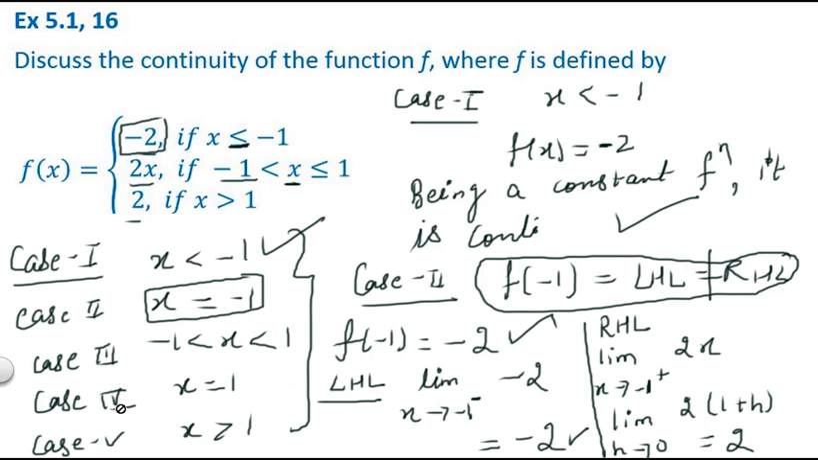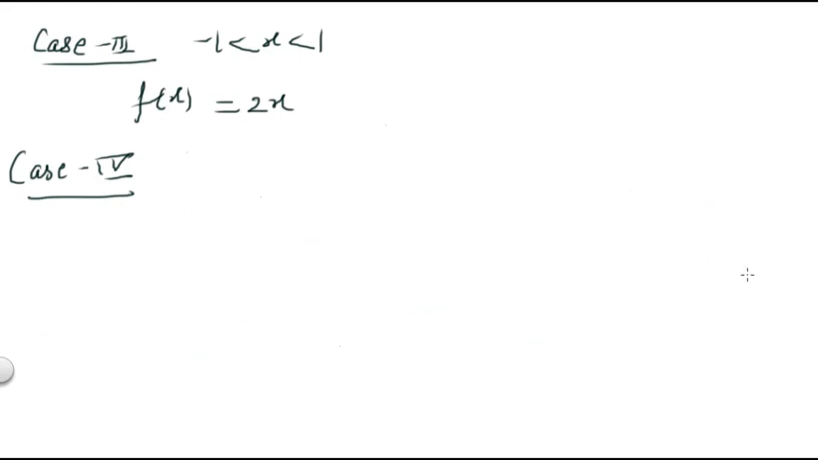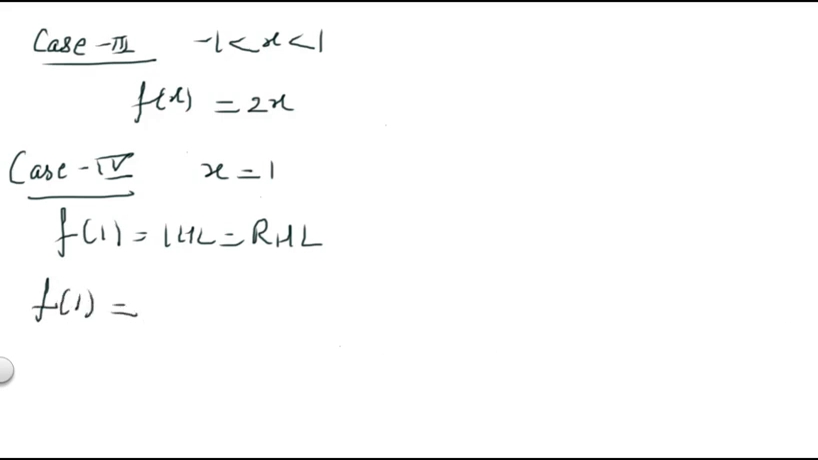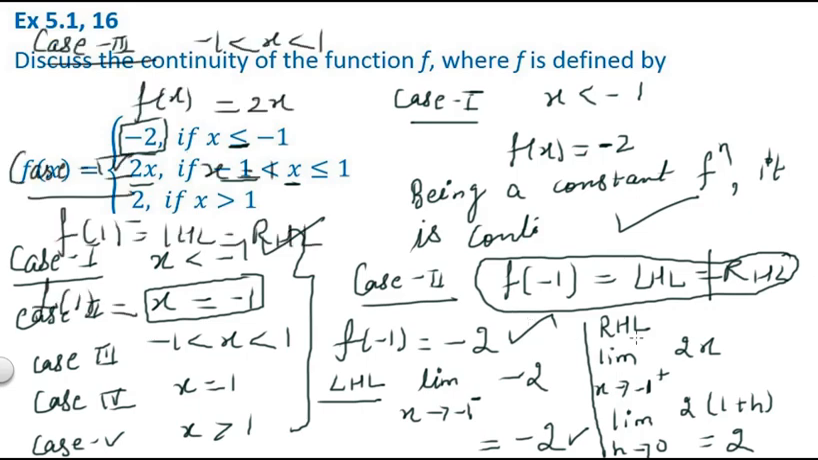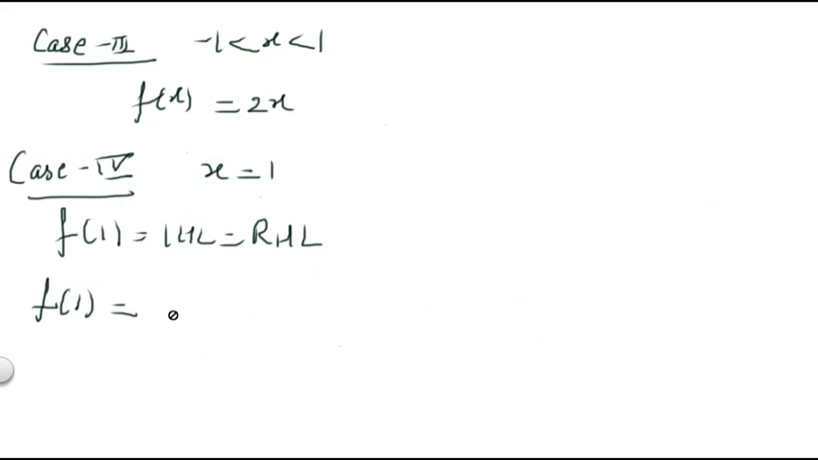Case number 4 is when x equals 1. So when x is equal to 1, we have to check whether f of 1, LHL and RHL, these three things are equal. So first of all, let us find out f of 1. Let us go to the original question. See, f of 1, when x is 1, the function is 2x. So 2 into 1, it will be 2.